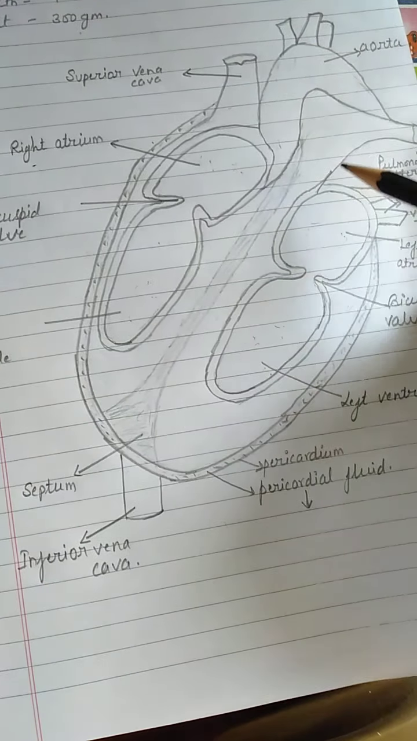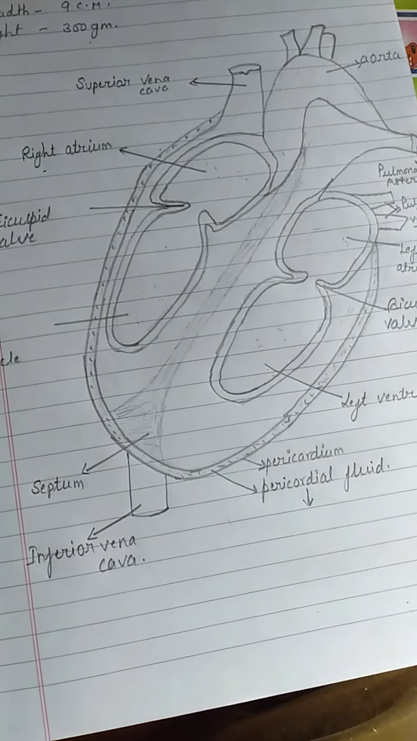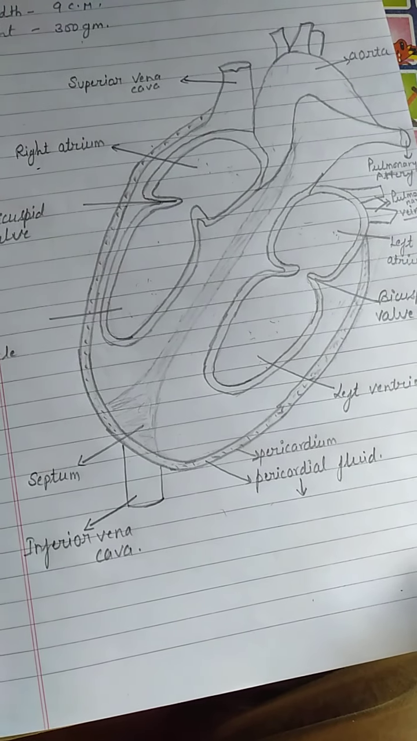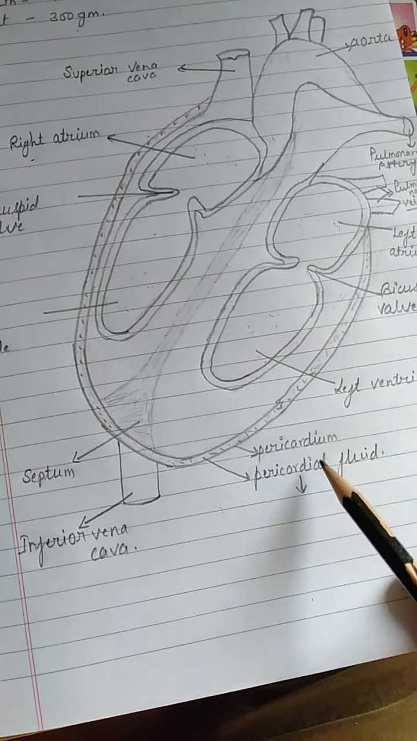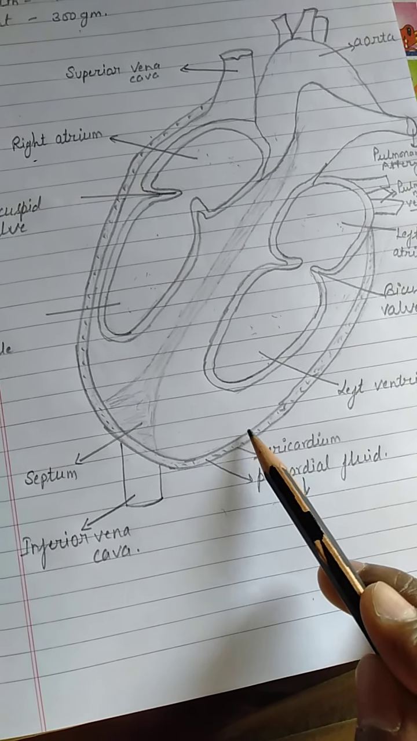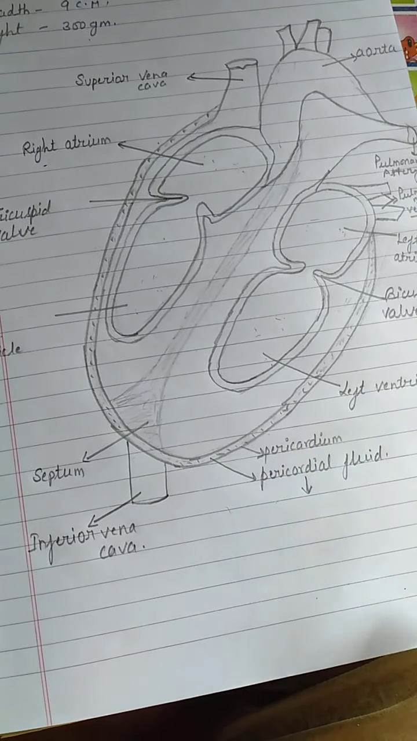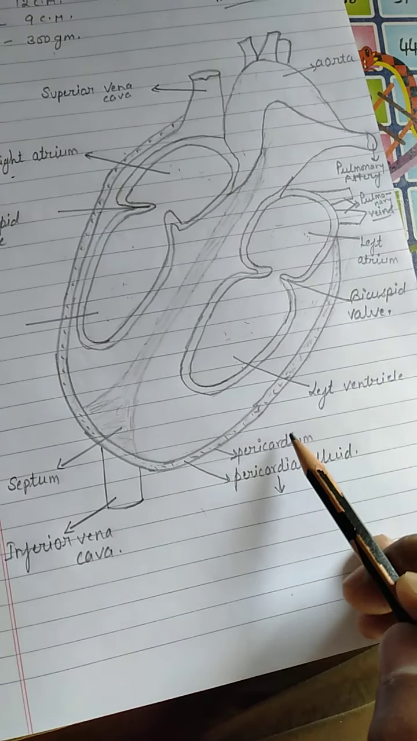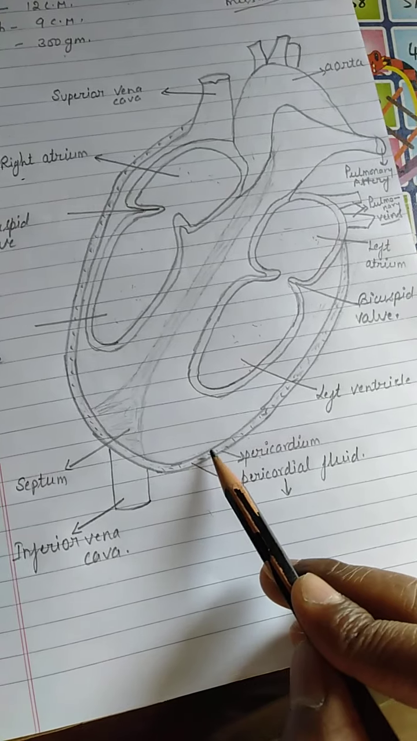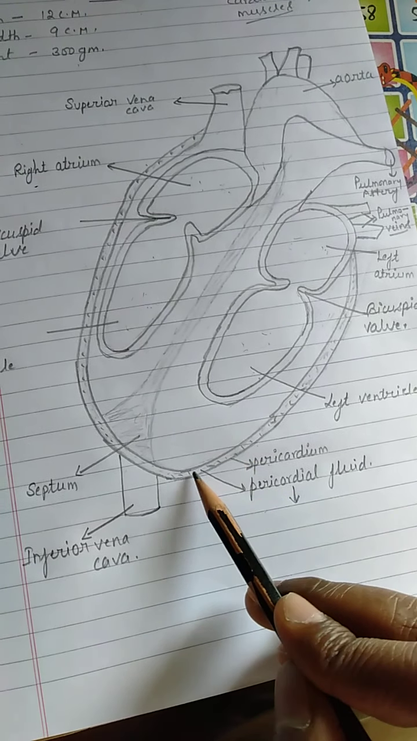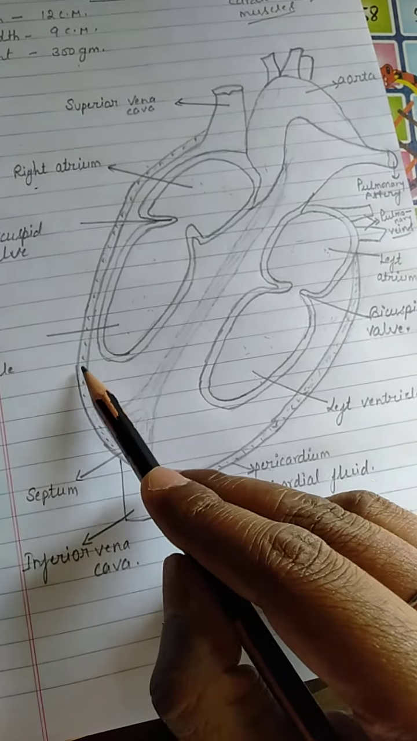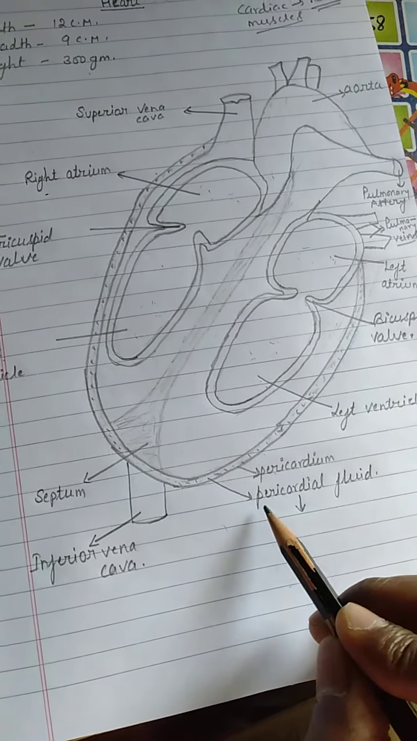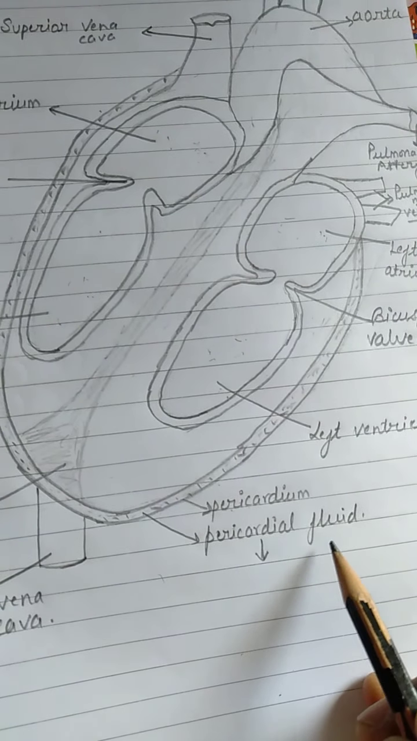Okay, now this heart is located inside a very hard membrane that is known as a pericardium. This one is the pericardium. So heart is enclosed in a sac-like structure known as a pericardium. Between the sac there is a fluid filled inside it, and this fluid is known as the pericardial fluid.